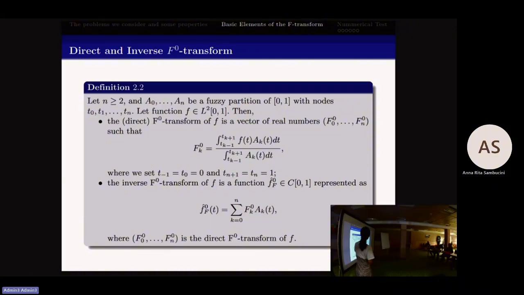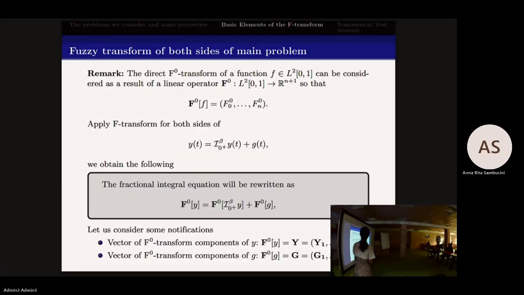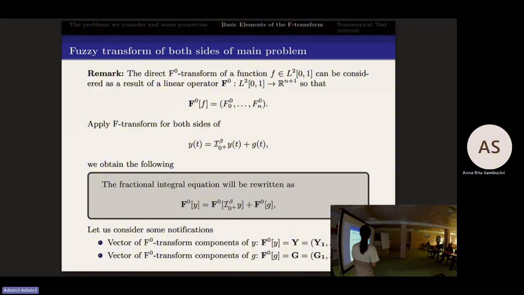Fuzzy partition of function f would be described by this formula, and this one would be the inverse fuzzy partition. Now here is how we apply fuzzy transform for the approximate solution of our problem. Here we apply fuzzy transform for both sides of this equation, and we got this formula.